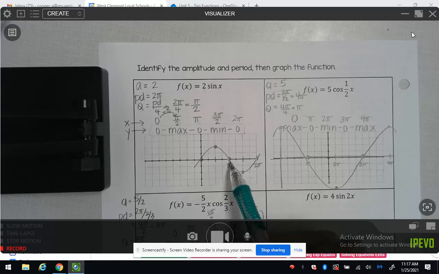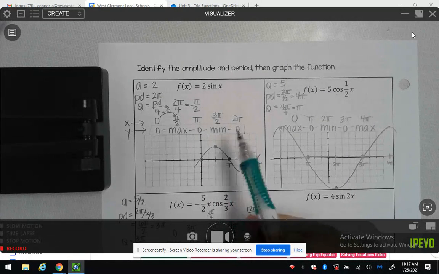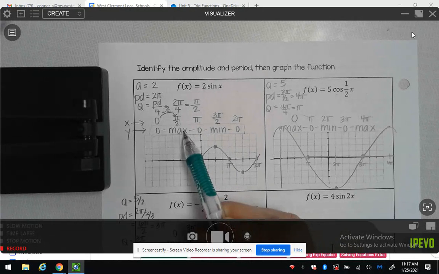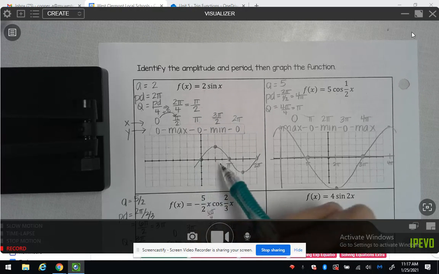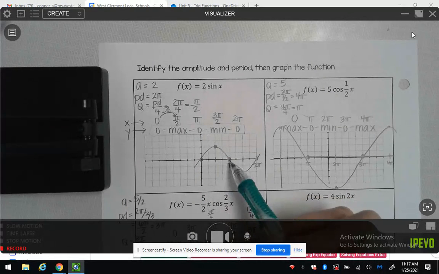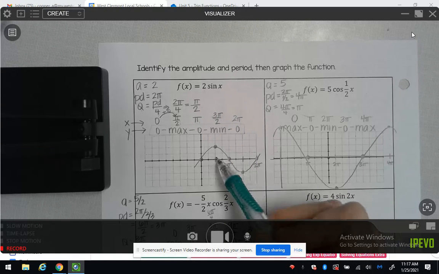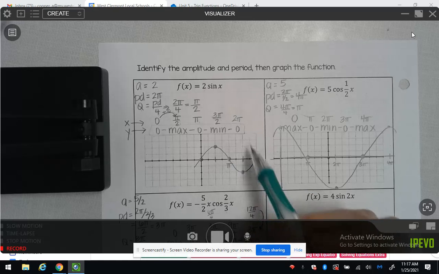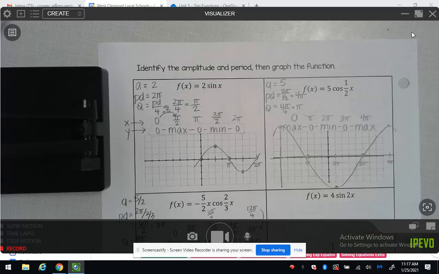Now look here. I have labeled my graph, so every 4 is pi. That means pi over 2 is halfway in between. Pi over 2, and it says max. Max means you're going to go up your amplitude, so I'm going to go up 2. At pi, I come back down to 0. At 3 pi over 2, I go to my minimum. Maximum was up my amplitude, that means minimum's down my amplitude. And at 2 pi, I'm back at 0.